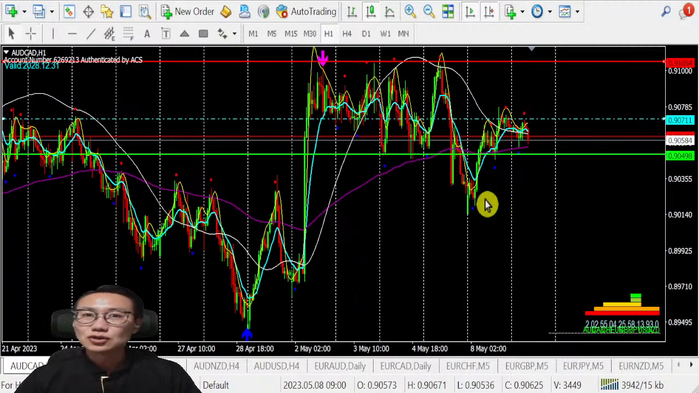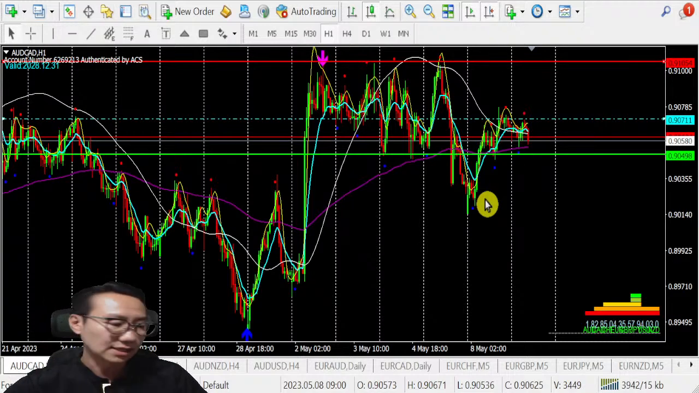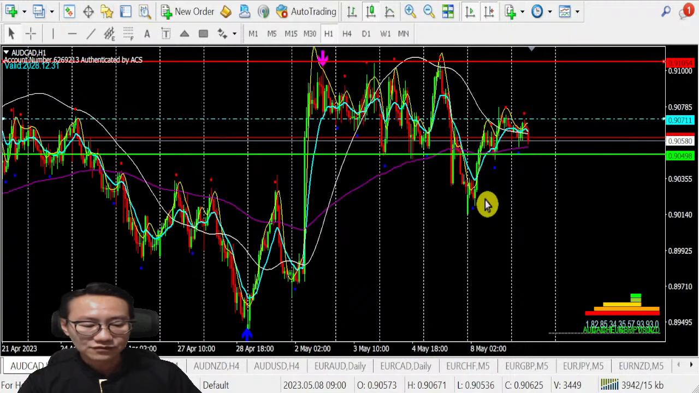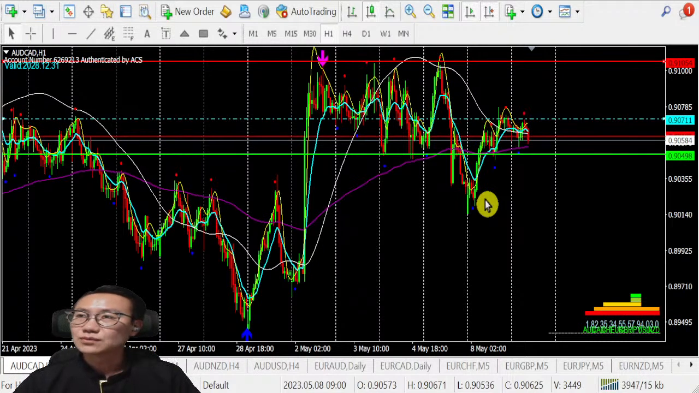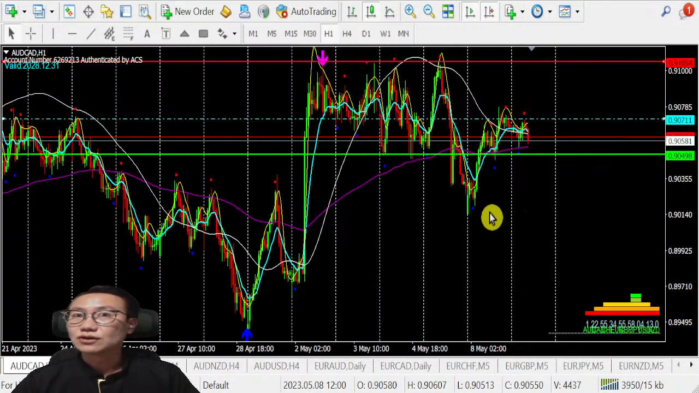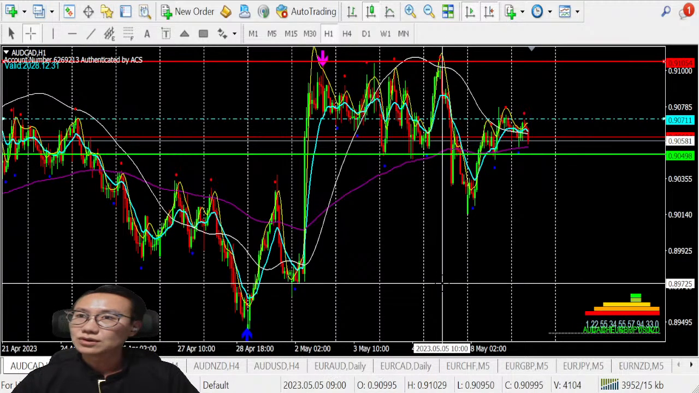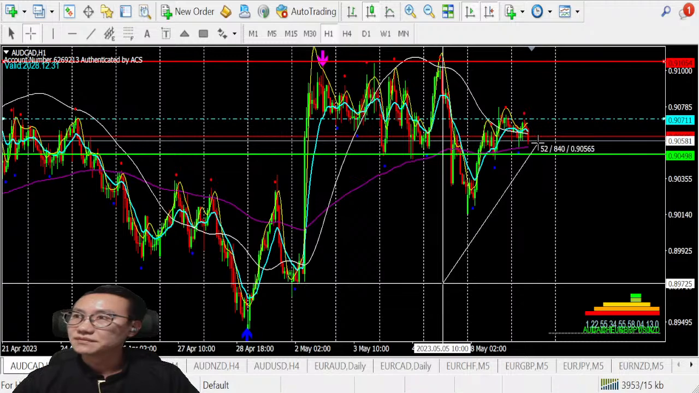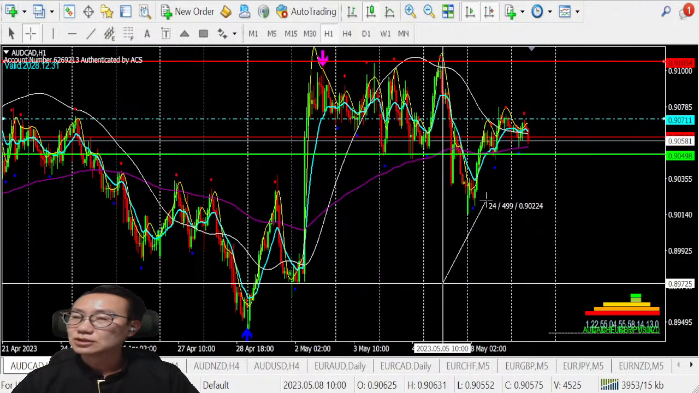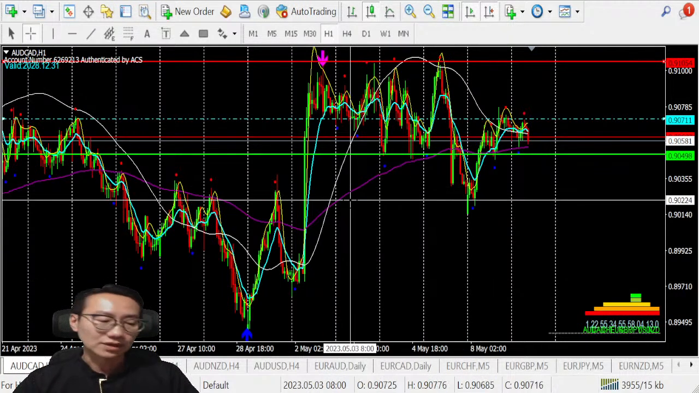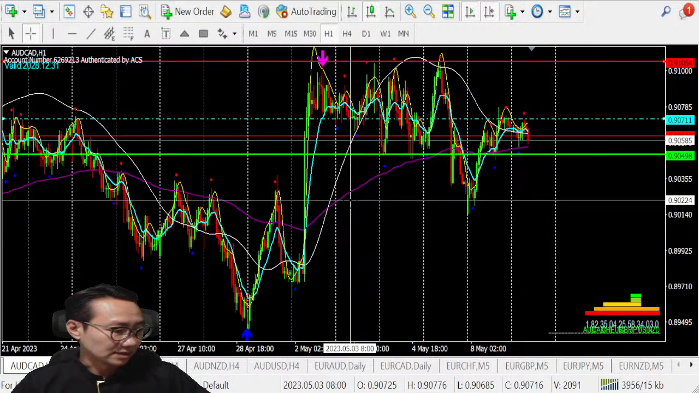So Aussie CAD is one that we can take note of. From there we will take a look at how it goes, because as I can see for Aussie CAD, we still have plenty of liquidity down here to take. Overall we should have about 80 over pips in total, but from here to here we have about 50, so we still have quite a good space down there. So that's for the Aussie CAD.